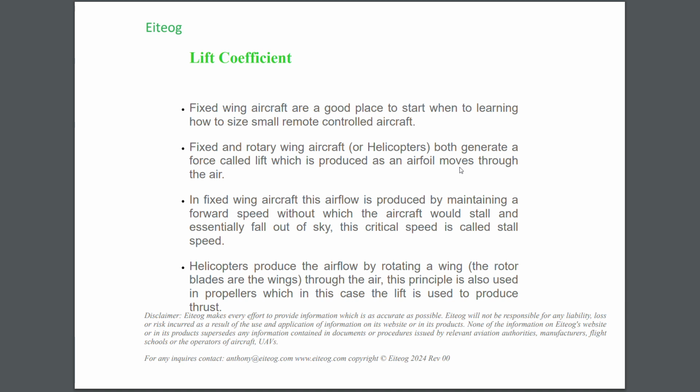Both helicopters and fixed wing aircraft generate lift as an airfoil moves through the air. In a fixed wing aircraft, the airflow over the wing is produced by maintaining forward speed, and if you didn't have that forward speed, the aircraft would stall and essentially fall from the sky. You've probably heard of this speed: it's called stall speed. If you slow the aircraft down to that speed, it'll not produce lift anymore, it'll stall. And it's obviously a speed you want to avoid.